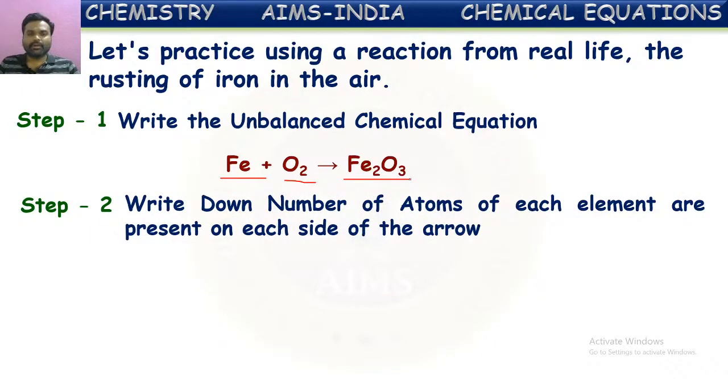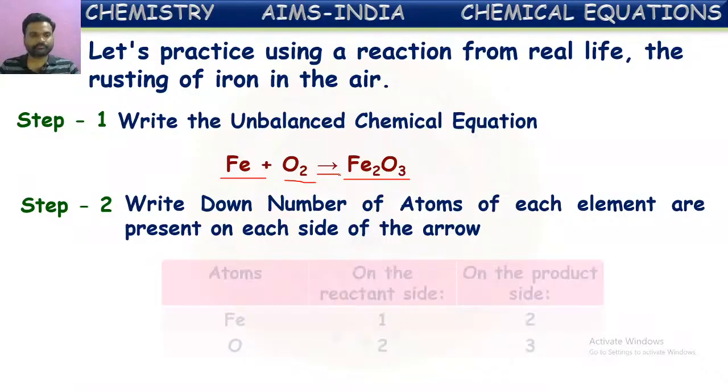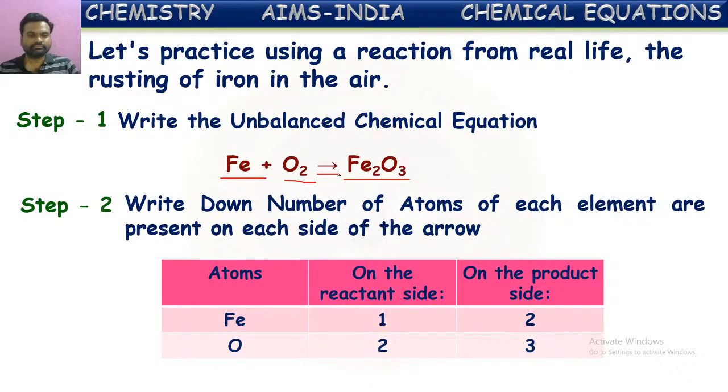Write down the number of atoms of each element present on each side of the arrow mark. The arrow mark is what separates reactants and products. So write the number of atoms of each and every element on both sides of this arrow mark. In this way you can write them. On the reactant side, the number of iron atoms on the left hand side is 1. On the right hand side, in Fe2O3, there are 2 iron atoms.